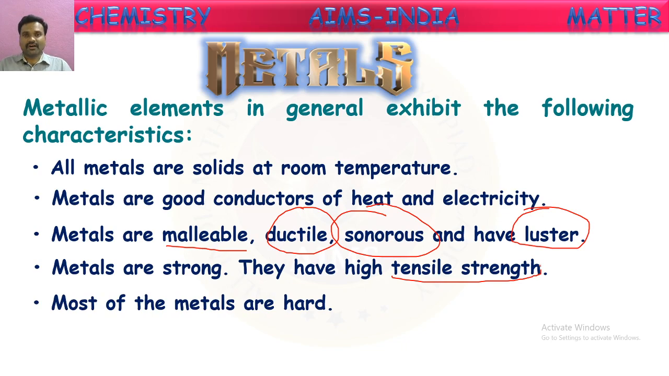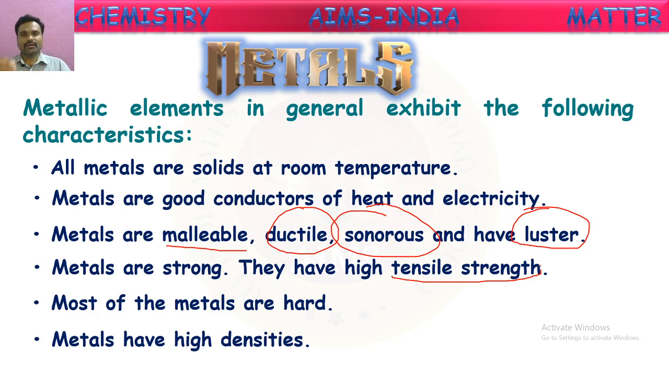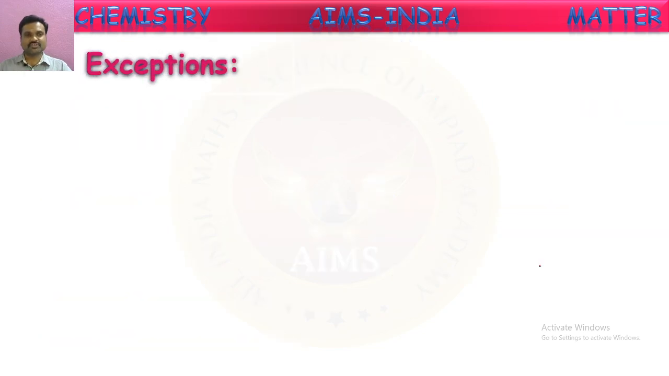Most of the metals are hard. Metals have high densities. Yes, they are much denser. So the metals have all these properties. Most of the metals have all of these properties. But there are some exceptions. Some elements do not exhibit one or more of these properties. Even though they are metals, they won't exhibit one of these properties. Let us see those exceptions here.